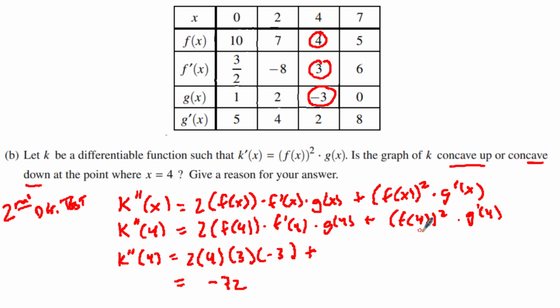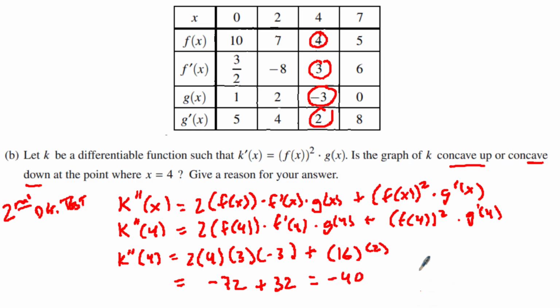Now I come over to the other side. We have f of 4. F of 4 was 4. 4 squared is 16, isn't it? And g prime of 4. G prime of 4 is equal to 2. And so 16 times 2. So we're adding 32 here. So we got negative 72 plus 32 gives me negative 40.